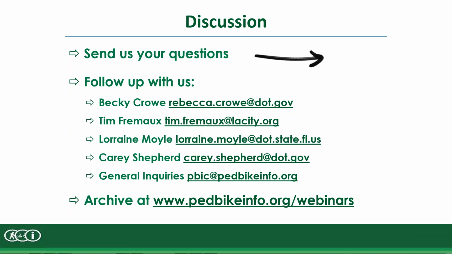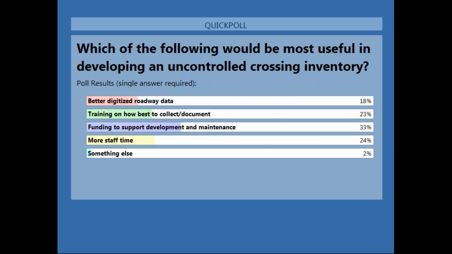And we've got enough votes now in our poll that I'm able to share the results. So keep an eye on your screen. They should come up. We asked you which of these things is going to be the most useful if you're thinking about developing an uncontrolled crossing inventory. The winner was, I guess, 33% of everybody said funding, to just support the development and the collection of this information. And I think that's probably not a huge surprise.